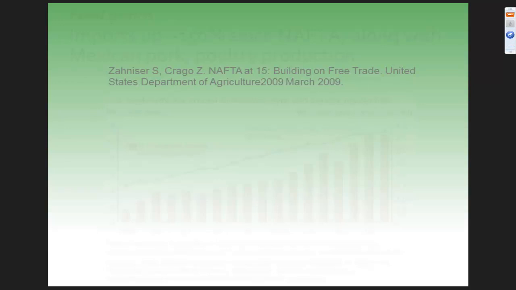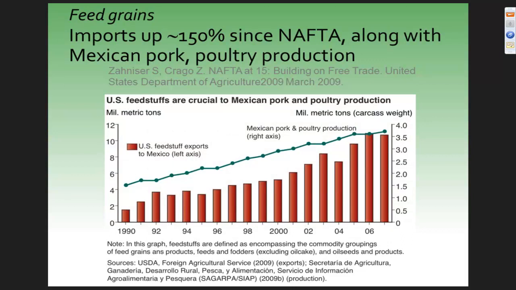Now, as many know, in the U.S. model, currently most livestock and poultry are raised on diets of corn and soy and other feedstuffs. Prior to NAFTA, that was not the case in Mexico. So it's maybe not surprising that since NAFTA, there's been an export from the U.S. to Mexico of feedstuffs that's increased about 150%. Now, simultaneously, there's been an increase in Mexican meat production in poultry and pork. That's in the green line, and it tracks quite closely with the red line. So it seems pretty clear that a lot of the imported corn, yellow corn, and other feed grains are going into Mexican meat production.